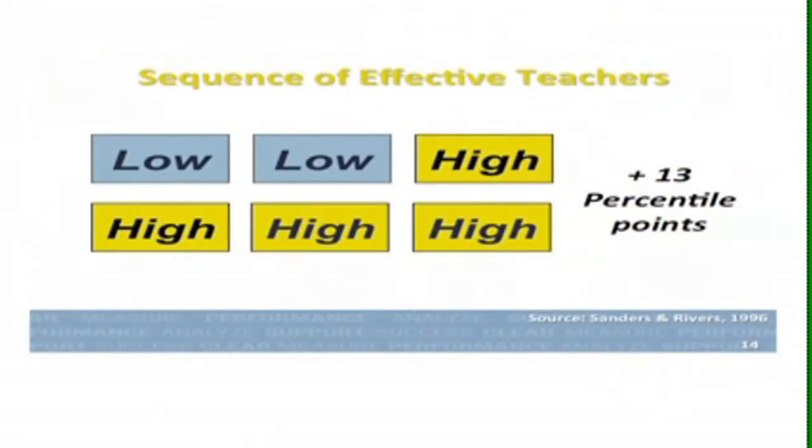If we have a low and then a high teacher in terms of effectiveness, a high and a high teacher, we get a difference of 13 percentile points of increase. So it takes a while for an effective teacher to remediate the effects of an ineffective teacher. It takes a while for that to happen, folks.